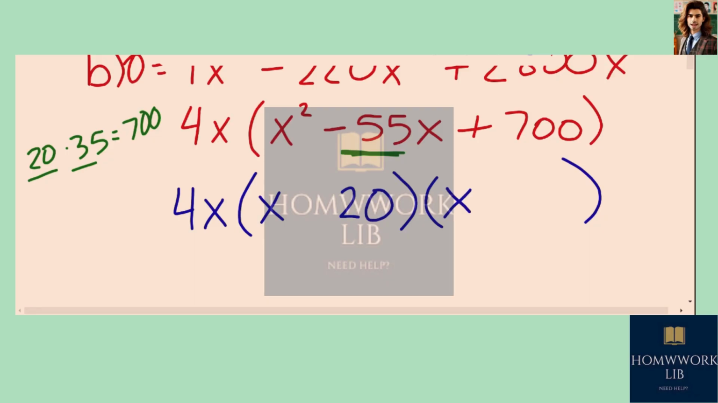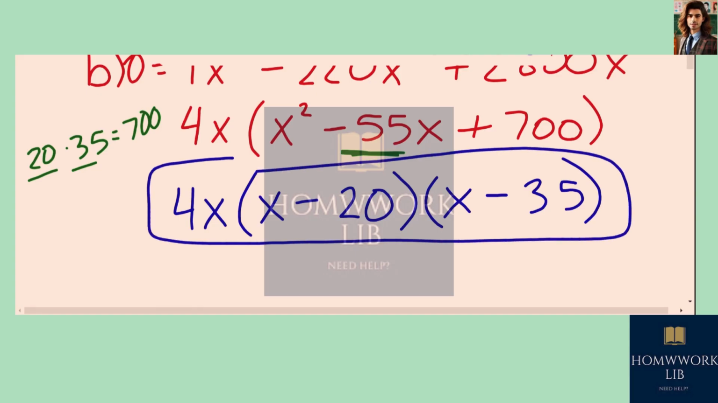So we put an x in both the parentheses, and put one of the factors in each of the parentheses. Now we want to make sure we put both negatives here because -20 and -35 will add up to make -55, but also they multiply to make a positive 700. Negative times negative is positive. So this is our factored form of the equation that they asked us for.